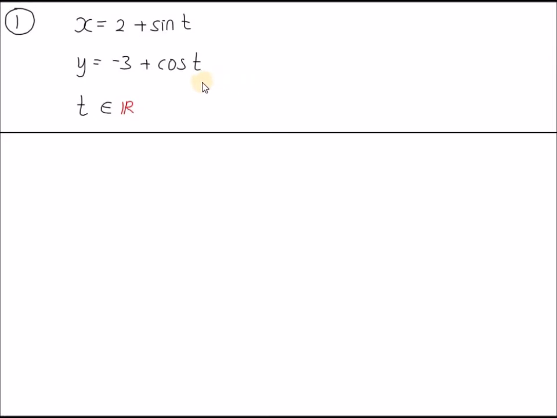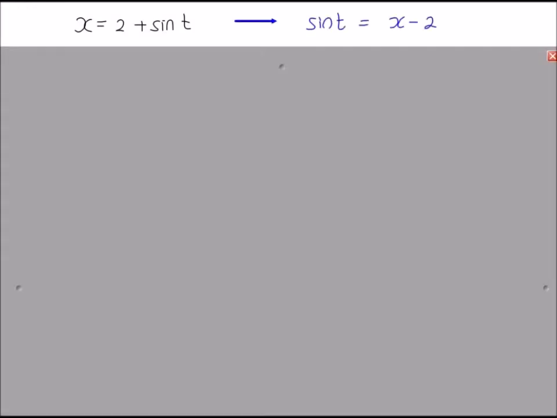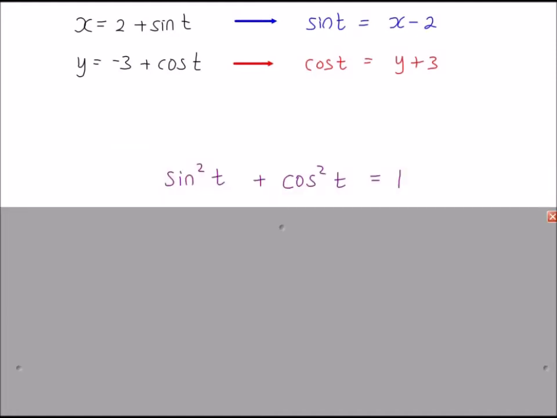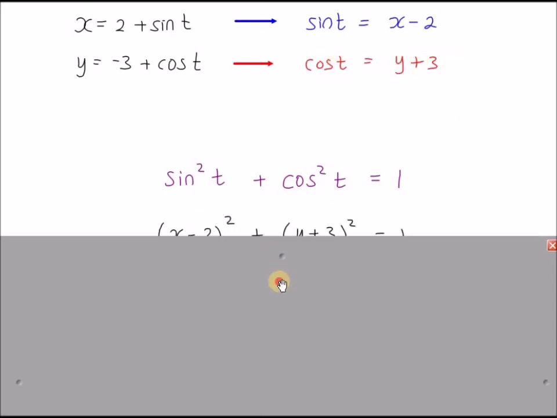The parameter is t. I've rearranged the equation for x to make sine t the subject, and I've rearranged the equation for y to make cos t the subject. Now sine squared plus cos squared is equal to 1, a standard identity, and we have sine t is x minus 2. This is sine squared, so if you square both sides we put x minus 2 in brackets and square, and likewise we've got cos squared t, so to square both sides we put y plus 3 in brackets and we square, like so.